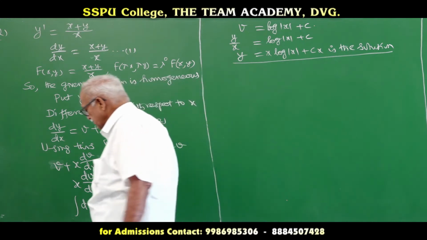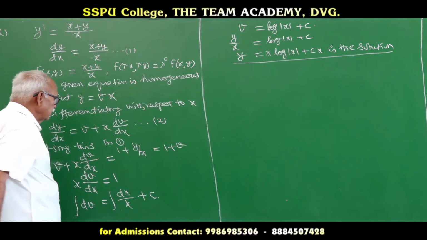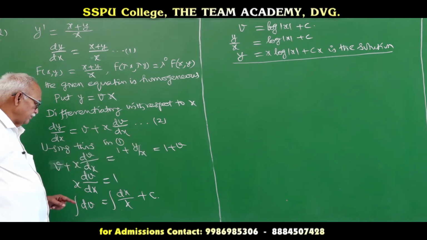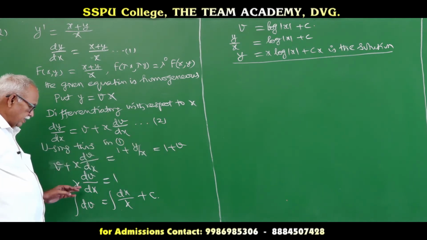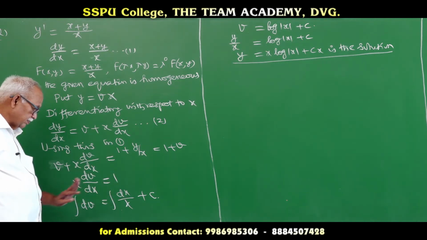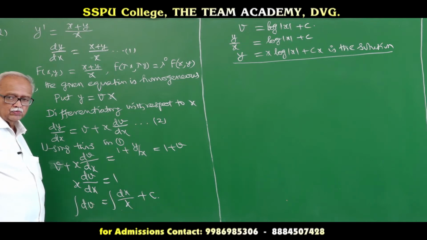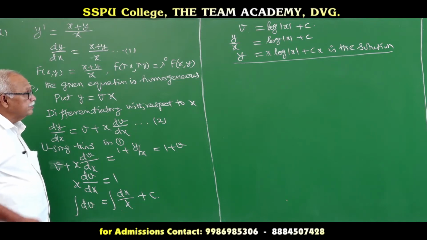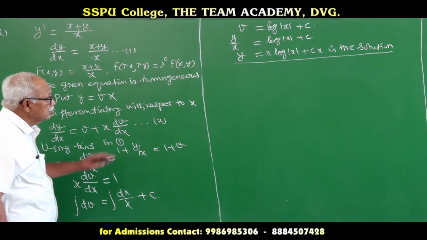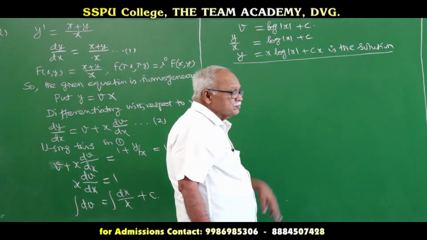So, very simple one, x plus y by x. So, here we are getting only 1 plus y by x, which is 1 plus v. So, v cancels, we get x into dv by dx is equal to 1. So, dv is equal to dx by x. So, that is the separation of variables. Integral dv is equal to integral dx by x plus c. So, you get v is equal to log mod x plus c, y by x is equal to log mod x plus c. So, y is equal to, multiply by x, x log mod x plus cx.